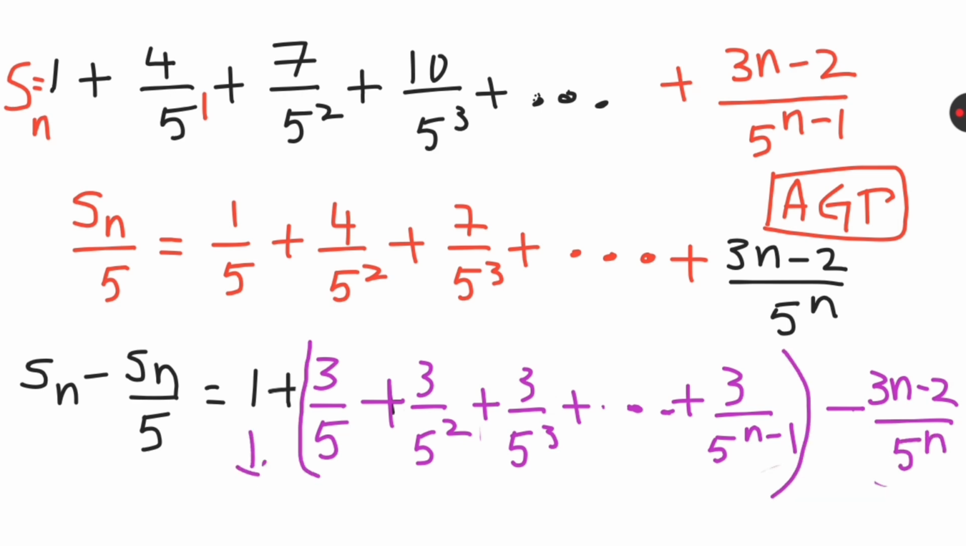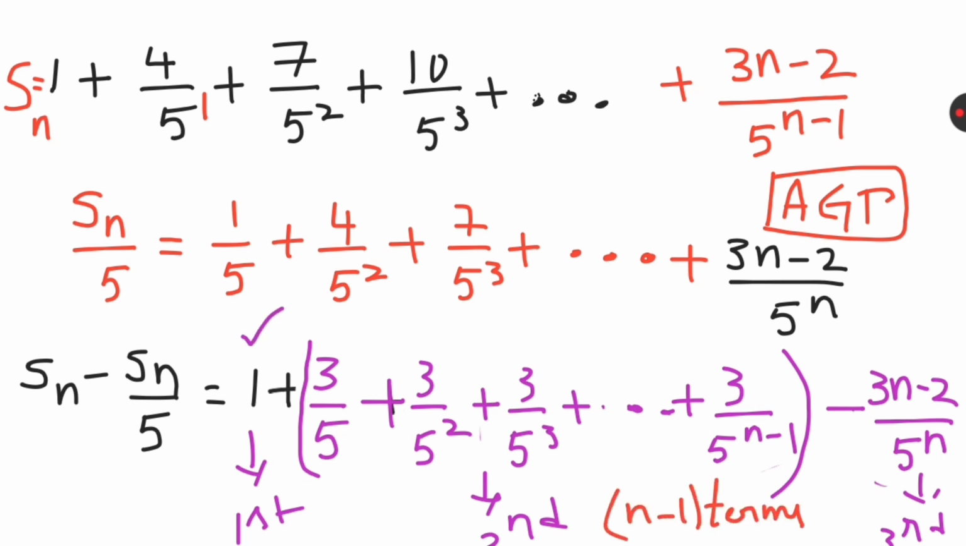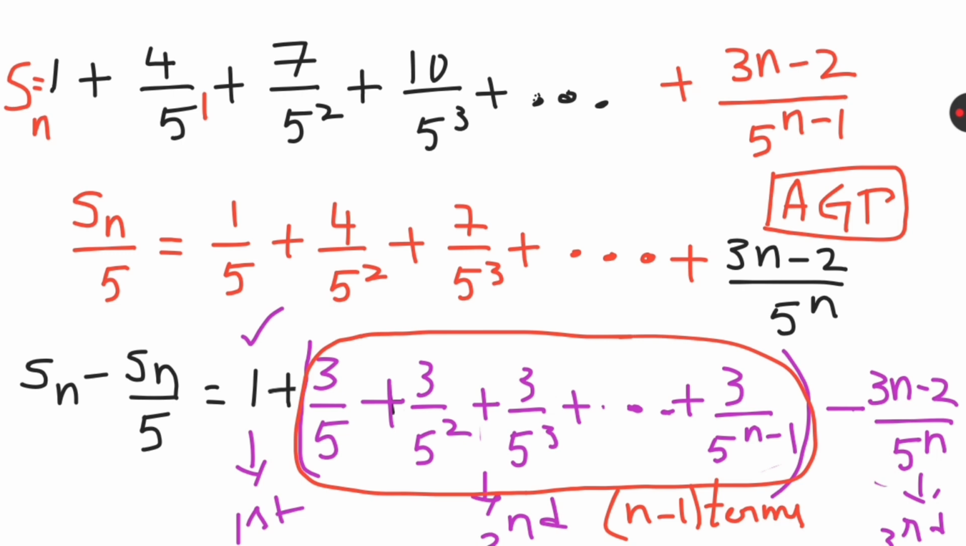So this is the first term, this is the second term, and this is the third term. The second part is n minus 1 terms, right? So this is the first term, and the second part is up to n minus 1 terms. The last term is the nth term. So after subtracting Sn over 5 from Sn, we got these 3 parts. The second part is up to n minus 1 terms. So now we need to find this n minus 1 terms summation.